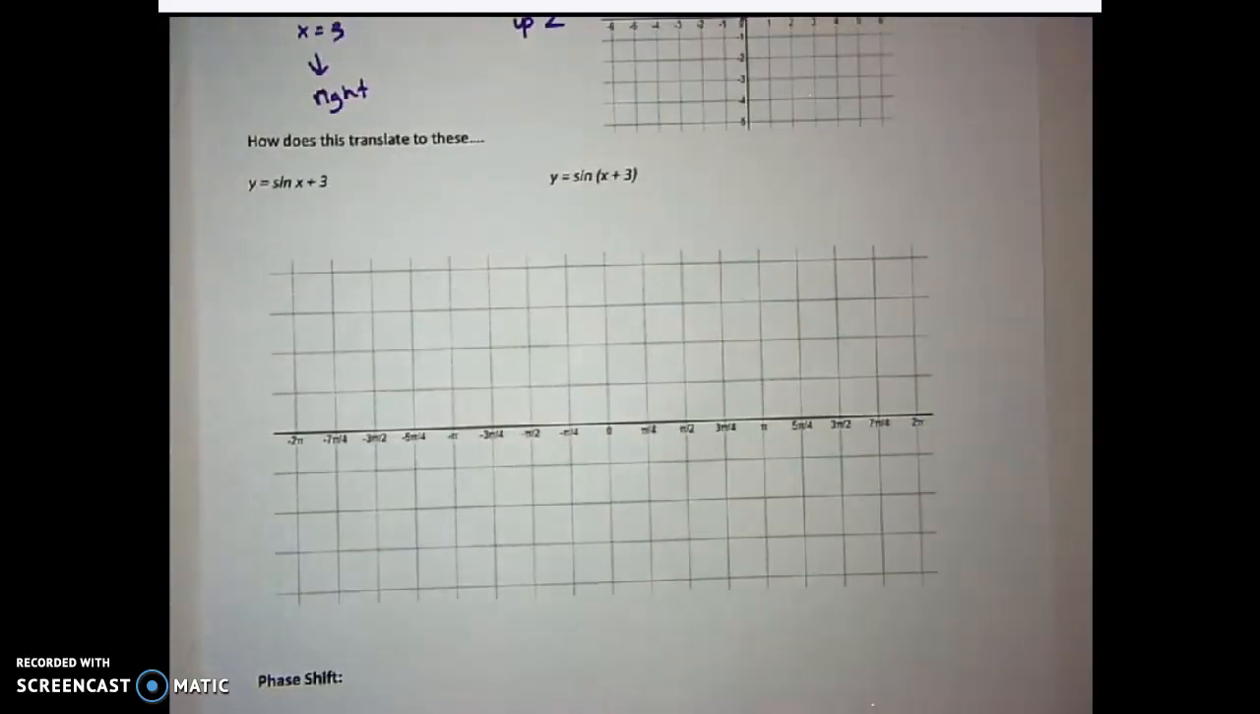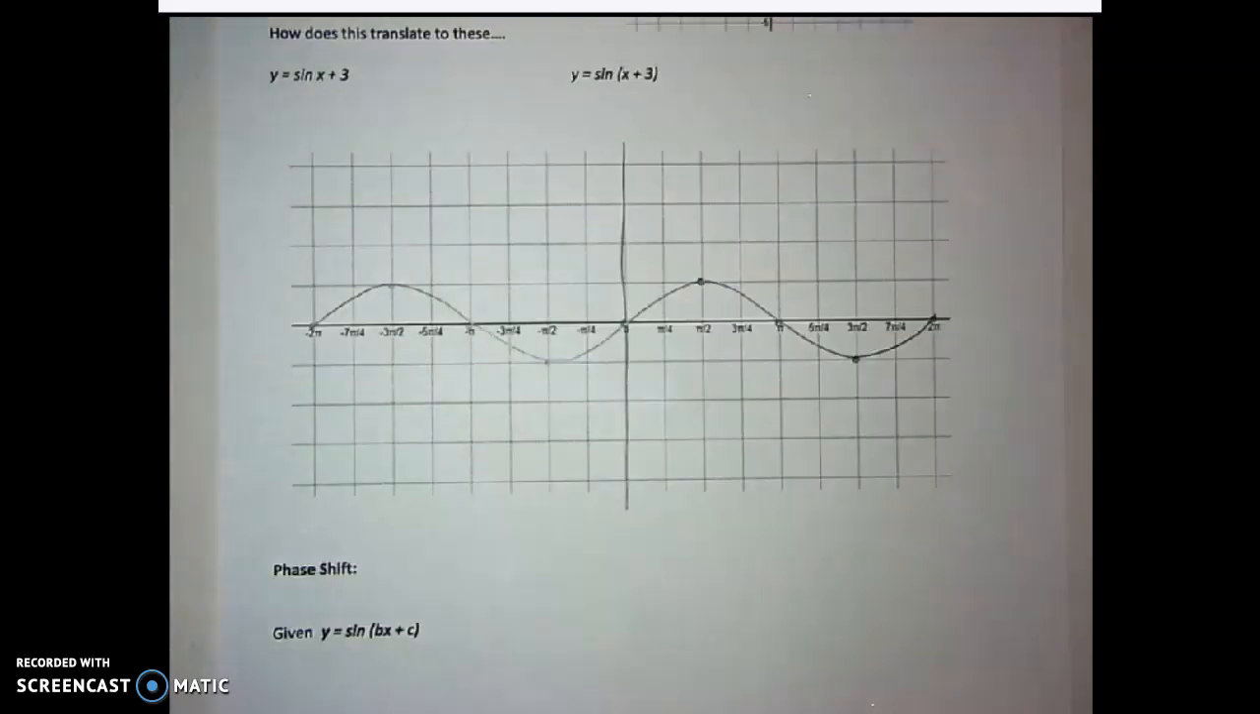Pause the video, and I challenge you to pause the video and graph these on your own without using a graphing calculator or Desmos, just using what you know about the basic sine graph. Again, I'm starting with the parent graph of y equals the sine of x.